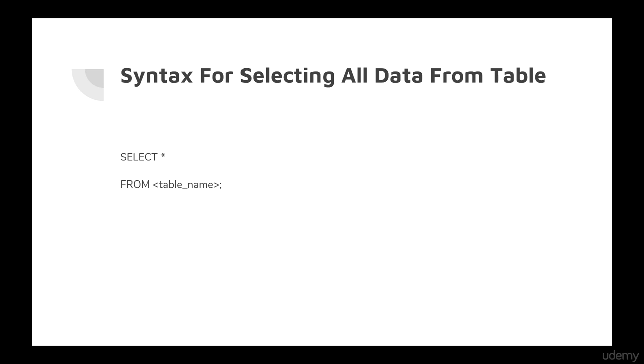Here's the syntax for selecting all data from a table. It's select asterisk or star, and then from and the table name. And most times, now it's optional, but it's a good habit to get into to end the statement with a semicolon. That tells it where it stops in case you want to do more than one statement in a row. Now, let's see, we want to select everything from the customers table.